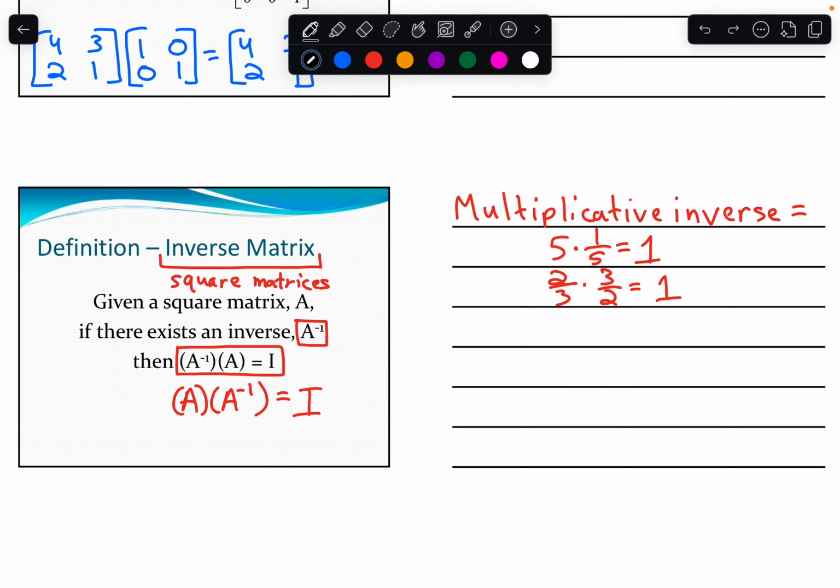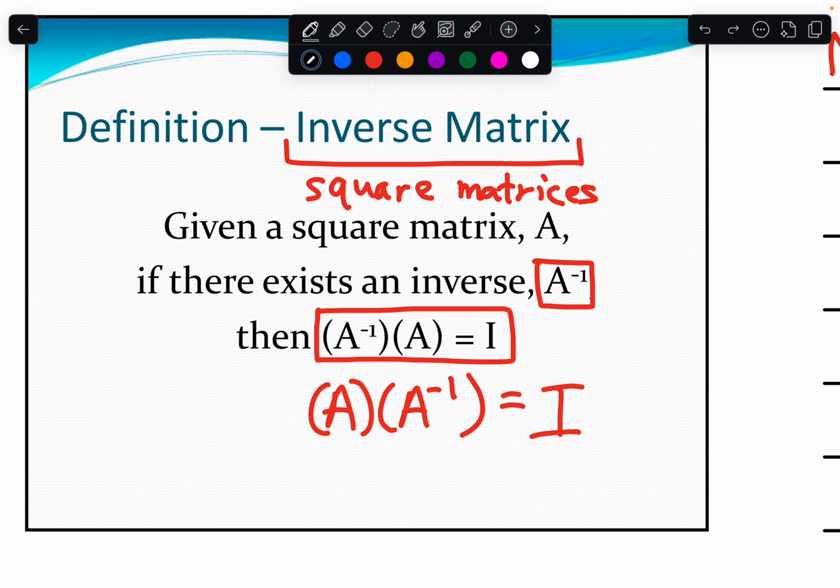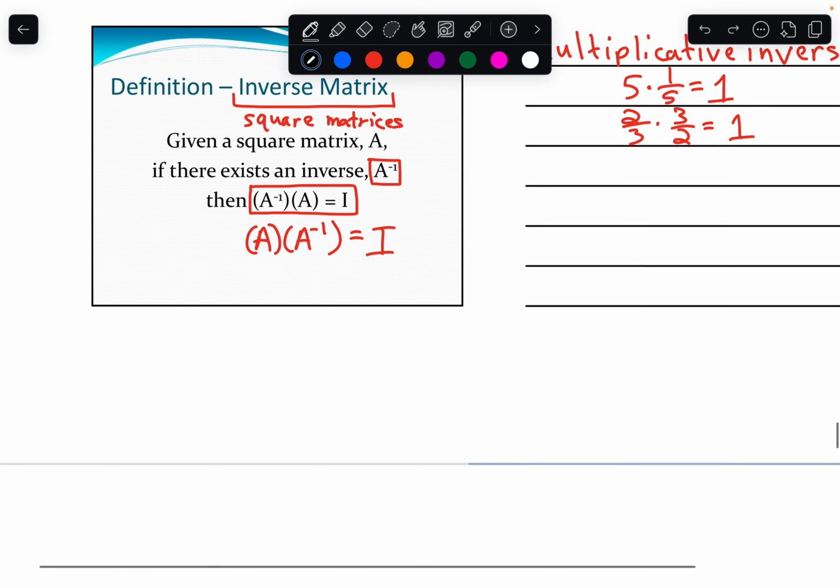Hi everyone, today we're going to continue our conversation on the inverse matrix of a square matrix. Last time we talked about how the inverse matrix is kind of like the multiplicative inverse of a square matrix. So today we're going to talk about how to find one of these, and we're specifically going to focus on doing it for a 2 by 2 matrix. So let's take a look.